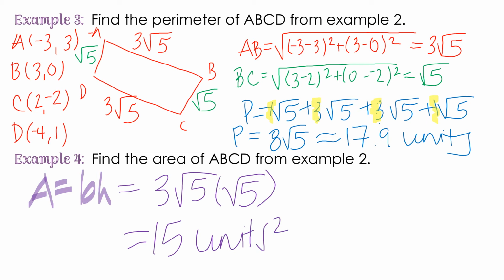And again, you're always welcome to use a calculator, and you can also do the math mentally, right? If you multiply that, 3 times 1 is 3, and then √5 times √5 is just 5. So 3 times 5 is 15.